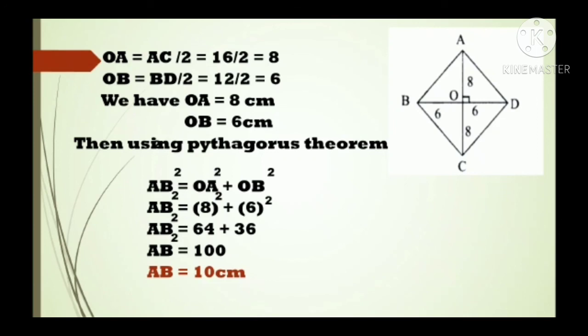Then what is the value of AD, DC, BC? Yes, they are also 10 centimeters, because in a rhombus all sides are equal, isn't it? So AB is 10 centimeters, which means all sides are 10 centimeters. Did you understand this problem? I hope you all understood.